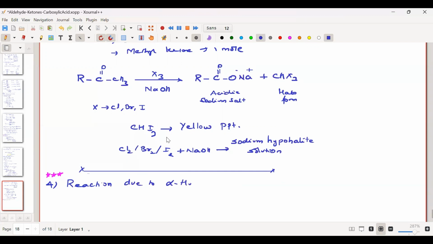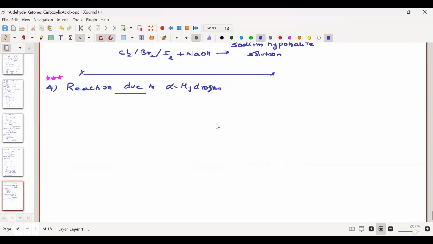Due to alpha hydrogen. So there are two reactions. The first is known as Aldol condensation. Okay, Aldol condensation. And again, we say this is a reaction due to alpha hydrogen. So whichever aldehydes contain alpha hydrogen will undergo aldol condensation. That is the first point.